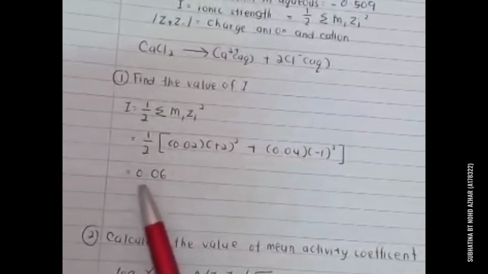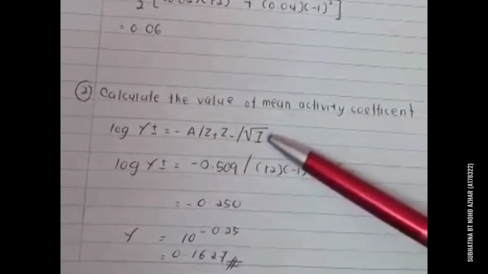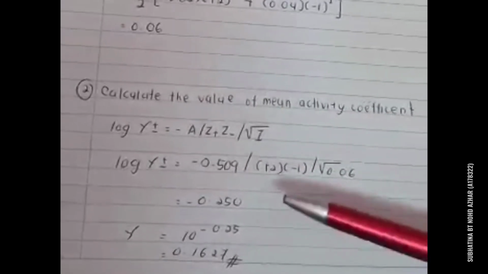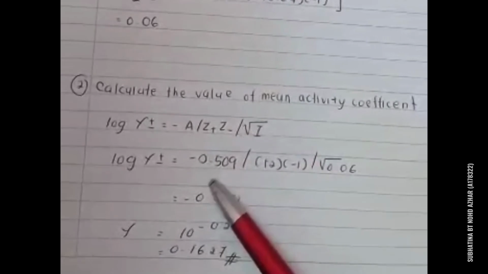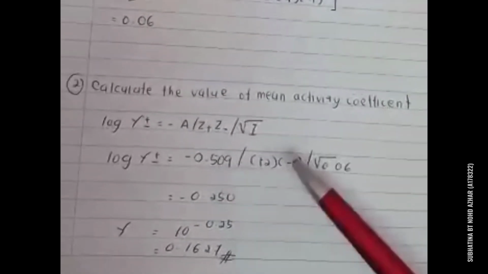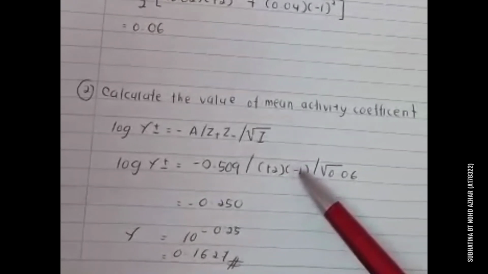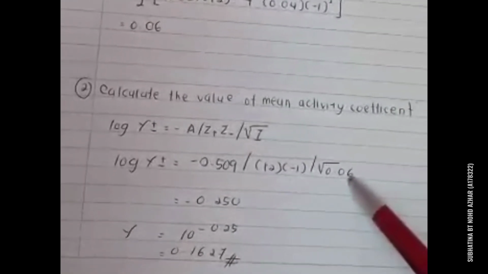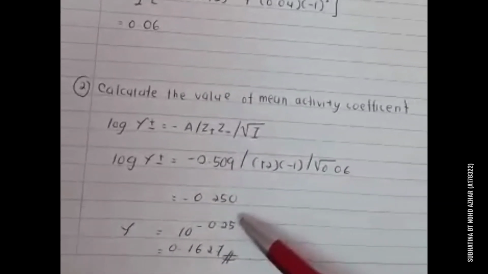So we are going to use this value and the other values given and insert them into this equation in order to get the mean activity coefficient. Basically, the value of A is 0.509, and the charge of calcium ion is +2, the charge of chloride ion is -1, and 0.06 here is the I value, and don't forget the square root.